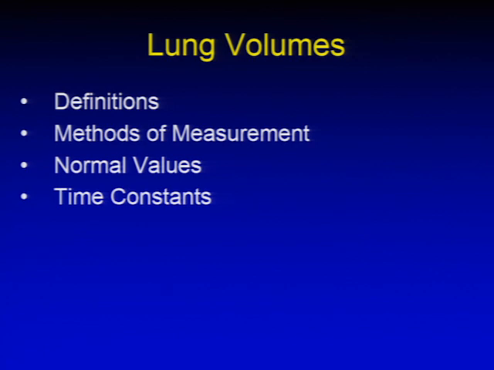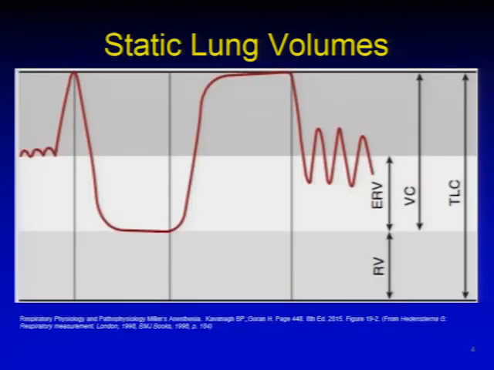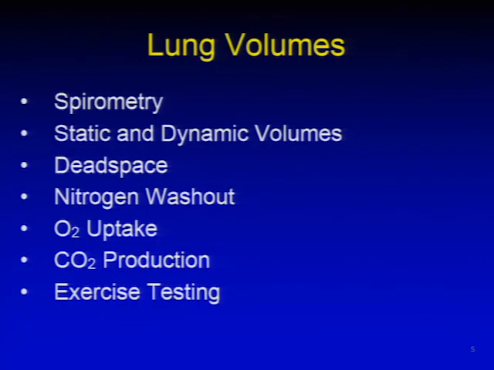We'll first define the types of lung volumes, how we quantify them, the normal values, and the concept of time constants. Now, shown here is a graphical representation of the total capacity of our lungs and the components that make up that capacity. The rate at which these volumes, though, are achieved is not accounted for with static lung volumes. We will cover methods used to measure both the static and dynamic volumes, as well as other topics that are listed here: spirometry, dead space, nitrogen washout, exercise testing, and others.